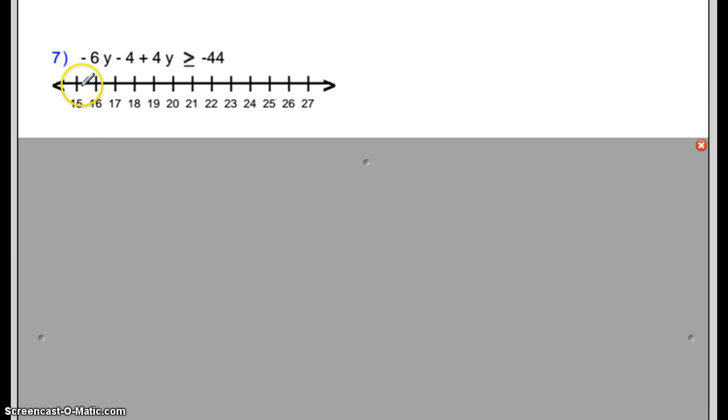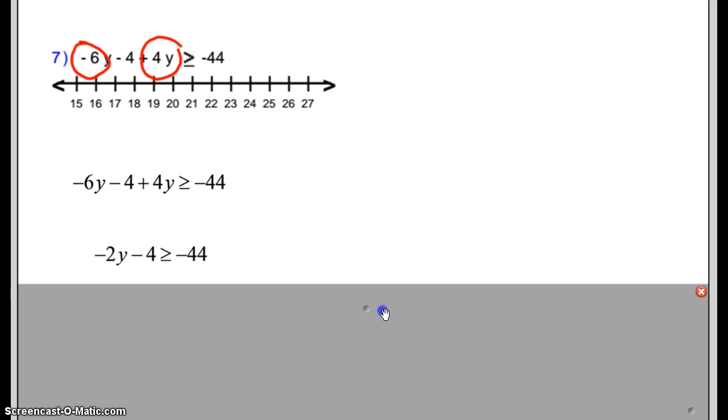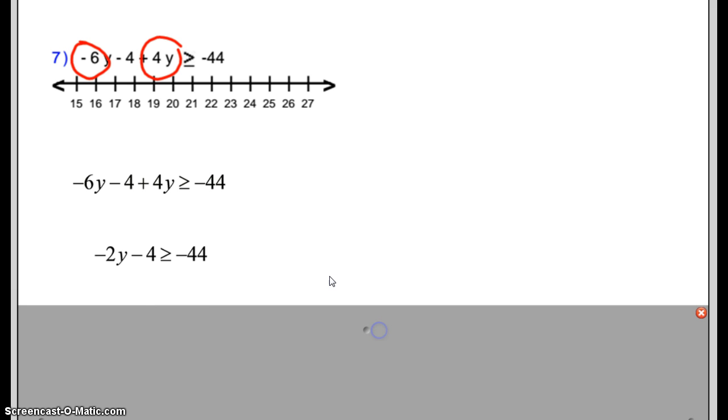This time we've got negative 6y minus 4 plus 4y is greater than or equal to negative 44. Again, I notice that I have like terms on the same side of the inequality, so I'm going to go ahead and combine those first. That will give me negative 2y minus 4 is greater than or equal to negative 44.